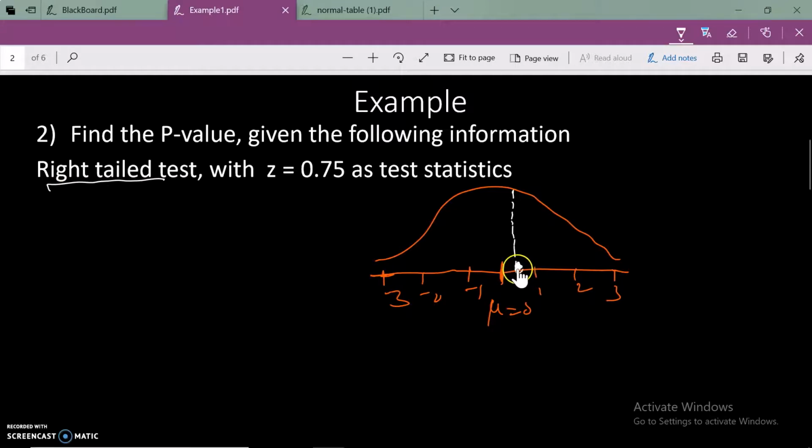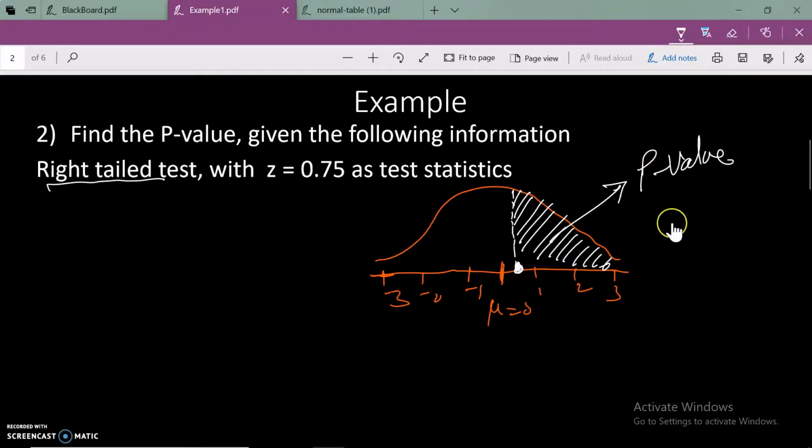When we have a right tail test, the p-value is always the area to the right of the test statistic. This area will be the p-value. This is very important that you understand. This was my test statistic, 0.75, and I have to find the area to the right of it.